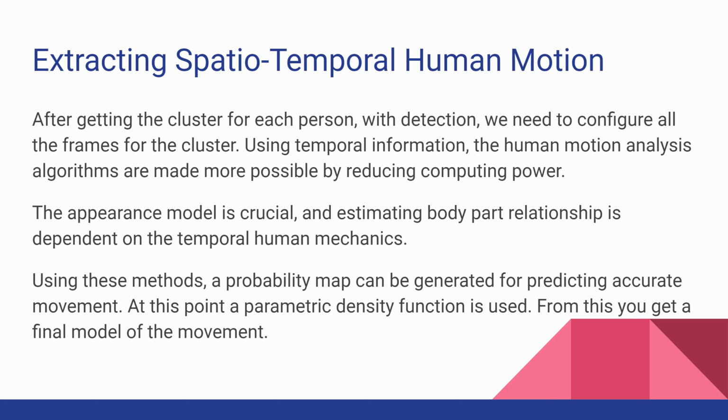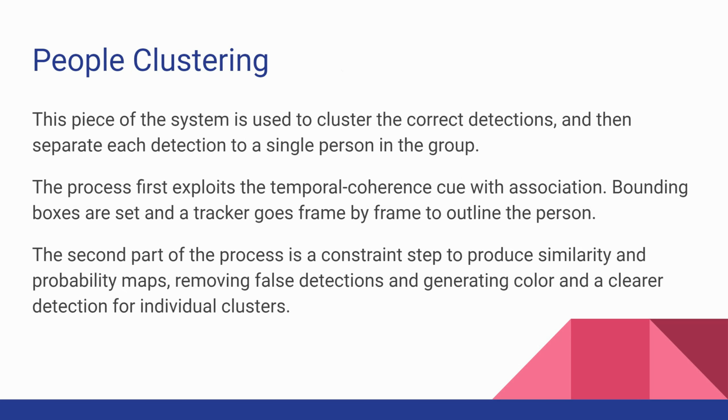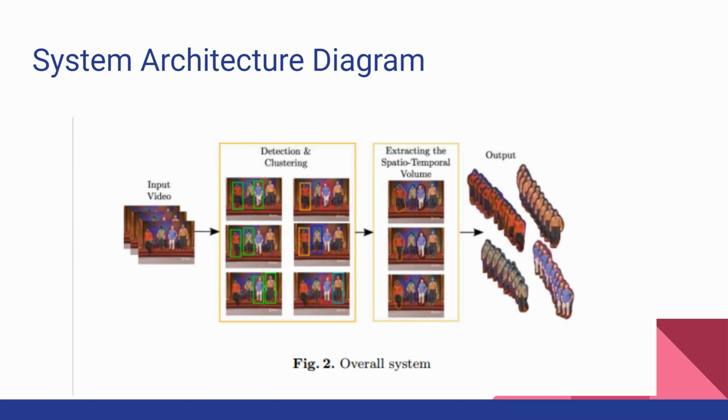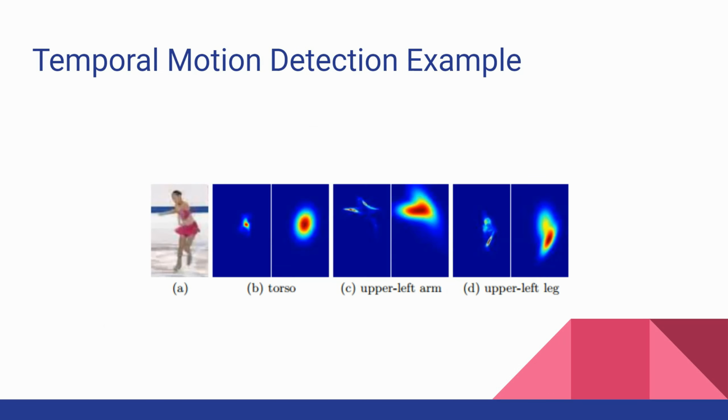At this point, a parametric density function is applied. From this, you get a final model of the movement, which you saw in the example. You get the output there on the right-hand side. You get an accurate look at what the movement is. This is an example of a heat map of where the temporal motion would be for each body part going forward.